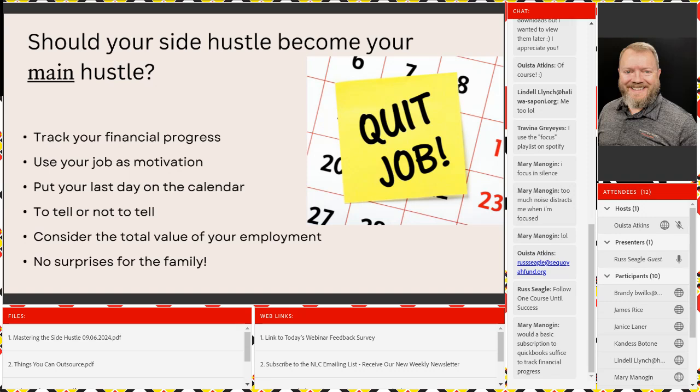I've seen people leave a really good job for $1 more an hour and actually make less money because they didn't take the total value into account. Maybe the job that they left gave them more days off, contributed more to the 401k, gave them more leave time when they had kids, things like that. But there should be no surprises for your family. Your family needs to know. And again, your family needs to know everything because one, they need to help motivate you, push you along, and two, they need to stay out of your way.